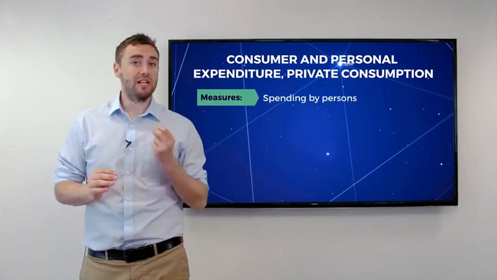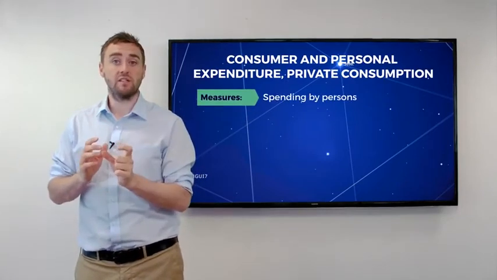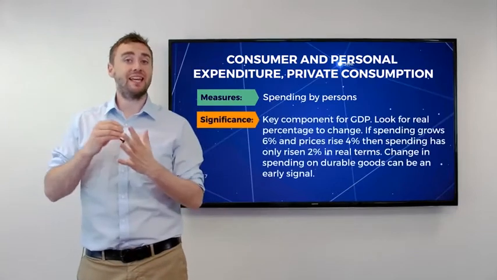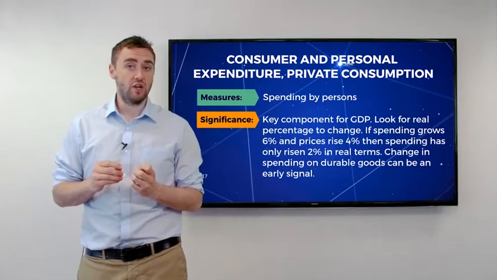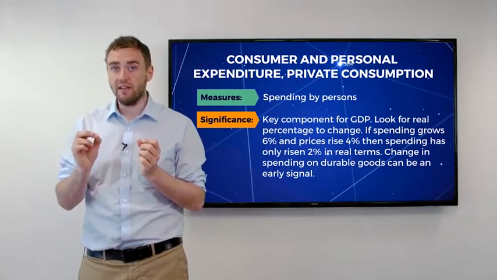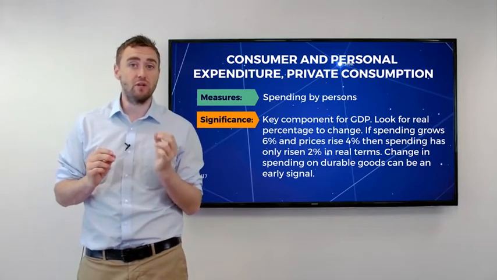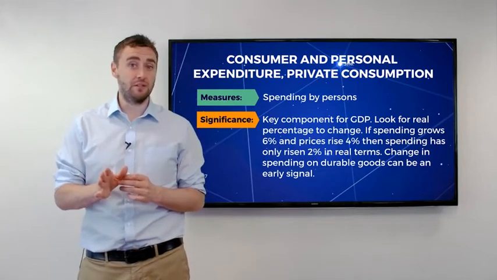Consumer and personal expenditure and private consumption measure spending by persons. And it's significant because it's a key component for GDP. Look for real percentage change. If spending grows 6% and prices rise 4%, then spending has only risen 2% in real terms. Changing spending on durable goods can be an early signal.